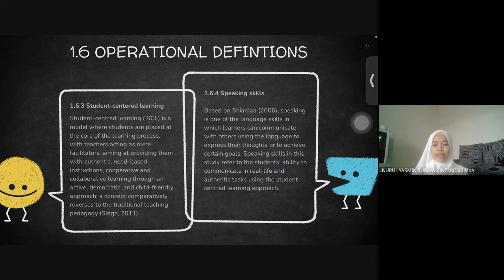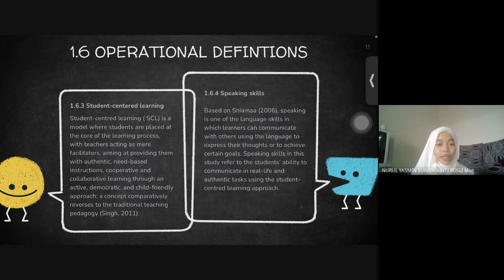All right, next is the definition of student-centered learning. Student-centered learning, or SCL, is actually a model where students are placed at the core of the learning process, with teachers acting as mere facilitators to help the pupils to reach their aim and objective in learning, aiming at providing them with authentic need-based instruction, cooperative and collaborative learning through an active, democratic and child-friendly approach, which is a concept comparatively reverse or in contrast to the traditional teaching pedagogy.